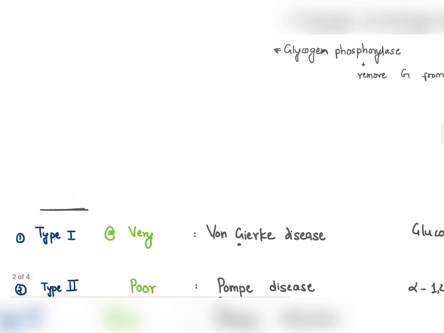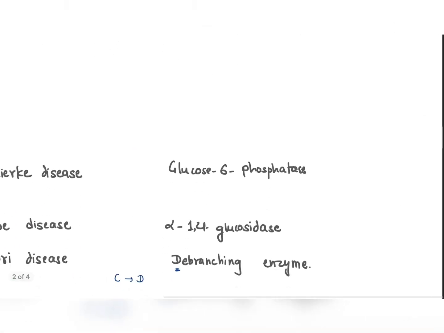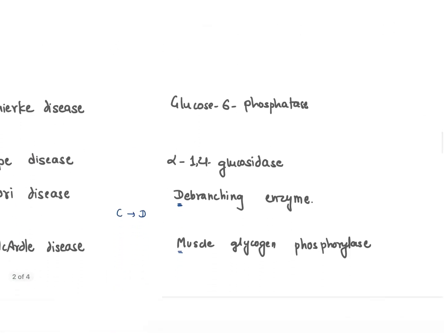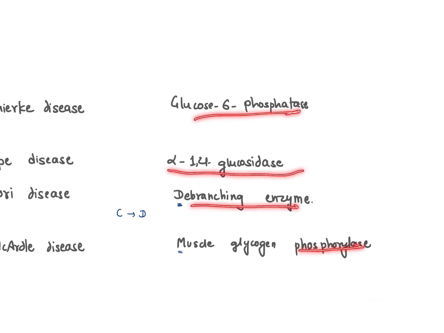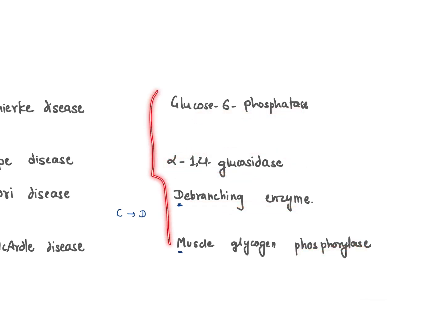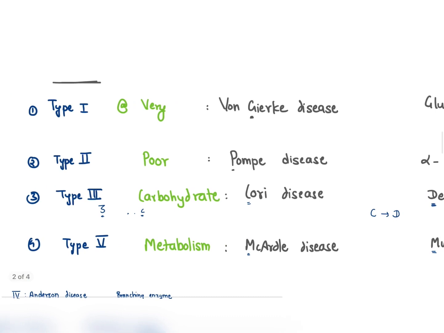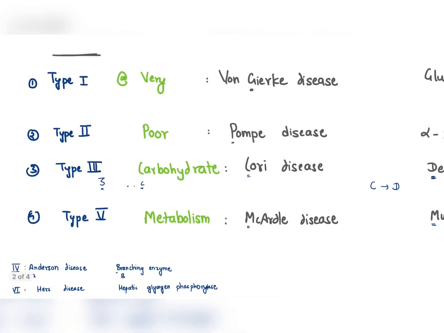Now, based on these enzyme deficiencies, what are the enzymes we have talked about? Phosphorylase, debranching enzyme, glucose 6 phosphatase, alpha 1,4 glucosidase, right? For these enzyme deficiencies, we have different disorders, different types of glycogen storage diseases. Type 1, 2, 3 and 5. Type 4 we'll talk about later. Type 4 is not that important.